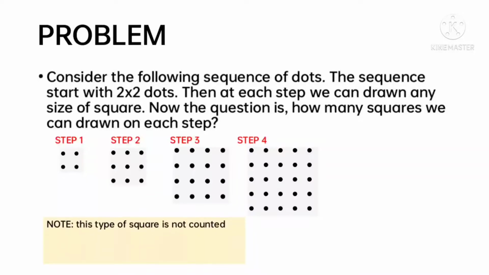And there is a note. This type of square is not counted, the square that is like a rhombus or diamond.